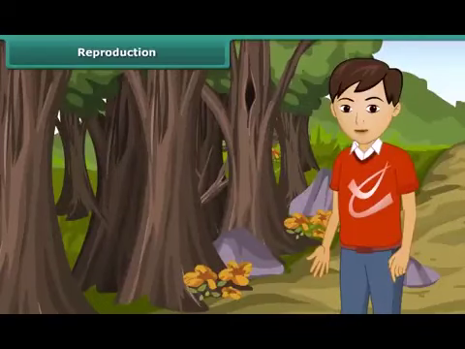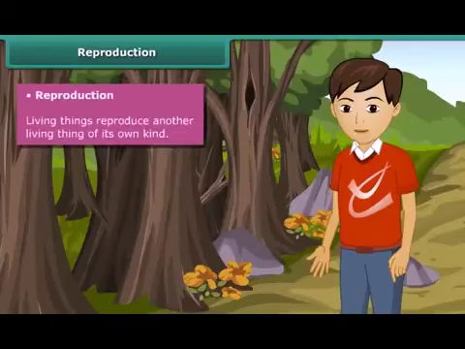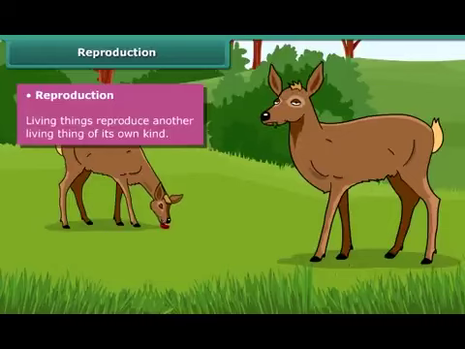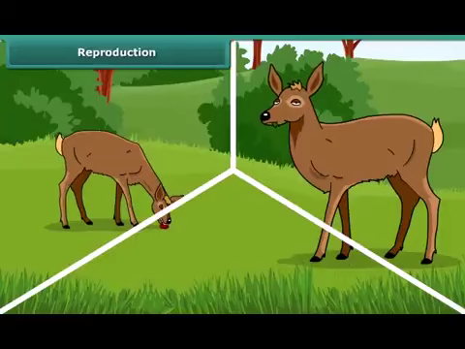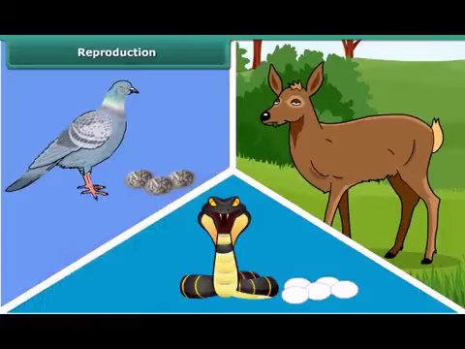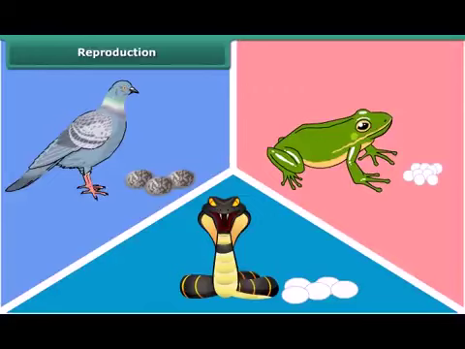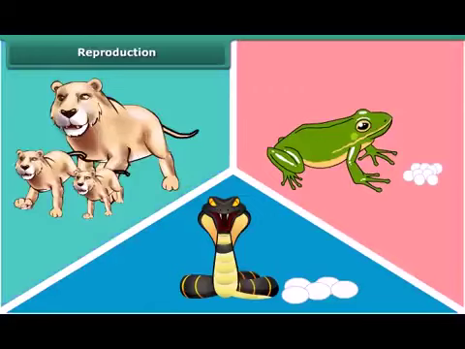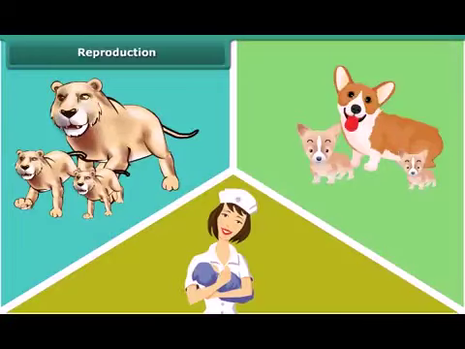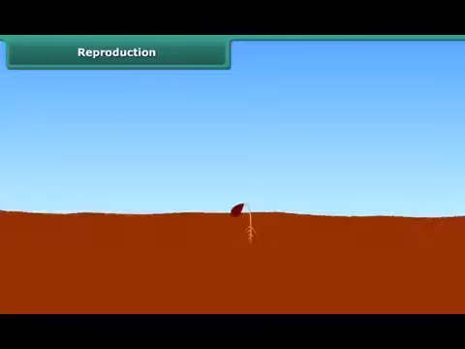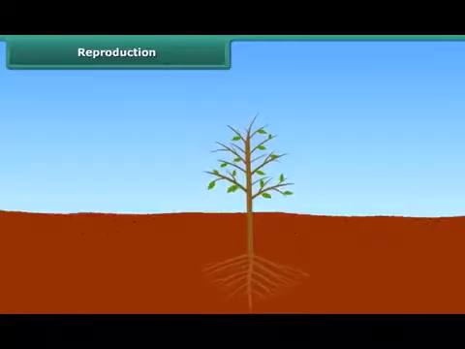A very important characteristic of living things is reproduction. All living things have the ability to reproduce another living thing of their own kind. Animals like pigeons, snakes, and frogs lay eggs, while some animals like lions, dogs, and humans give birth to young ones of their own kind. Plants reproduce through seeds or some other parts of the plants.